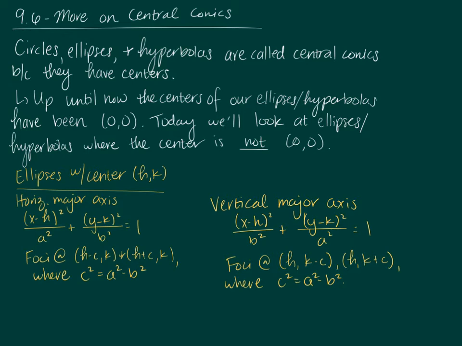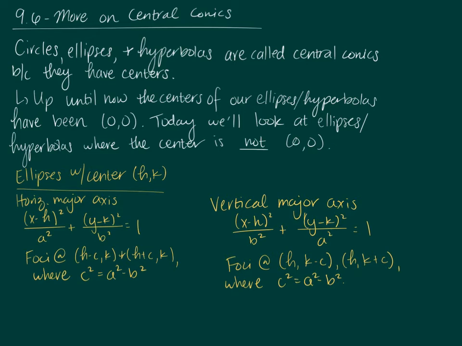So let's look at our lesson today, 9.6, which is titled More on Central Conics. If you don't realize this yet, central conics are circles, ellipses, and hyperbolas, and that's because they have centers. An ellipse has a center, a circle has a center, and a hyperbola has a center. Up until now, in the past two lessons, our ellipses and hyperbolas have had a center of (0, 0). Today, we're going to be looking at ellipses and hyperbolas where the center is not (0, 0). So they're going to be moving.